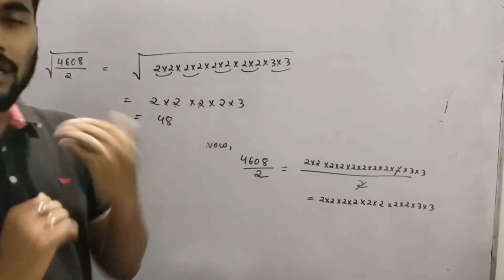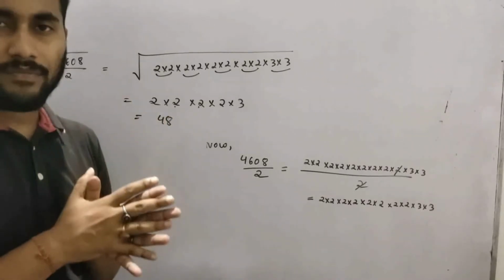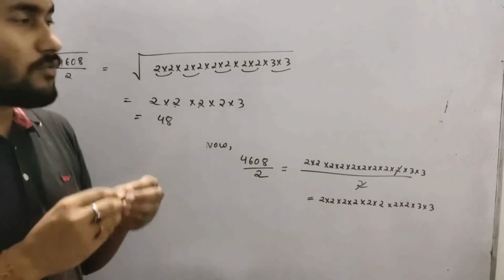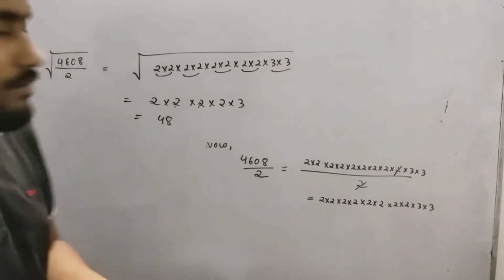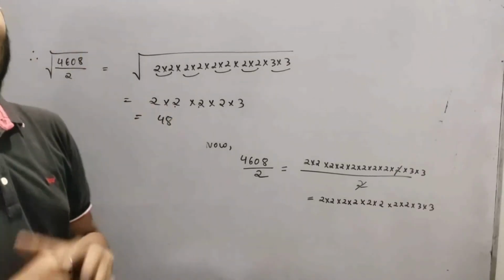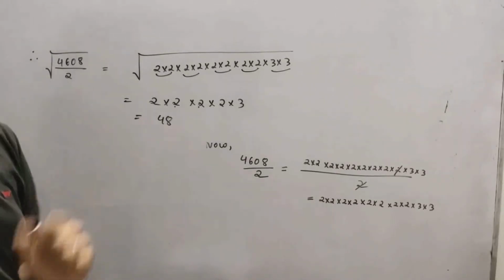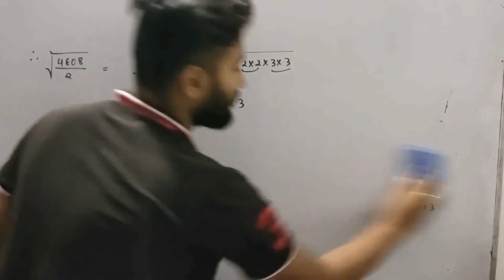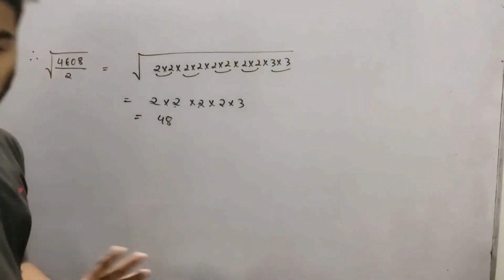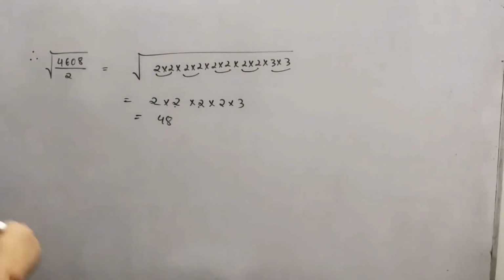Then after dividing, what is the new number whose square is the new number? 48 is the number whose square is the new number. Understood? If you want, you can verify. I will show the verification, no need to do it in your notebook, just I am showing. So 4608 divided by 2.